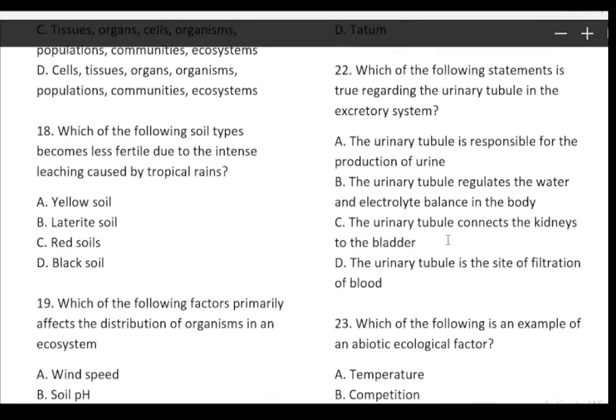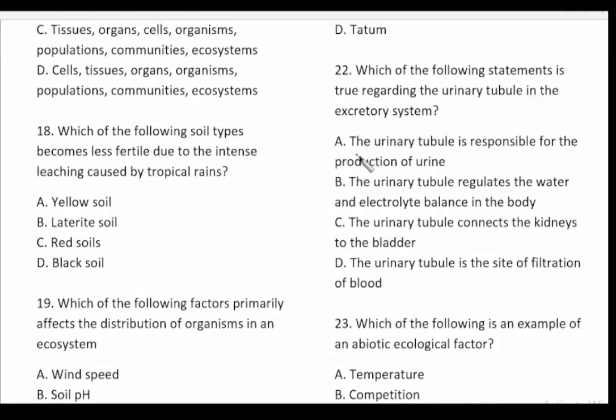Which of the following statements is true regarding the urinary tubule in the excretory system? A. The urinary tubule is responsible for production of urine. B. The urinary tubule regulates the water and electrolyte balance in the body. C. Urinary tubule connects the kidney to the bladder. And D. Urinary tubule is the site of filtration of the blood. When we look at this now, the major answer that we are looking for here is option A. Option A is our answer for this particular question, because the urinary tubule is responsible for production of urine.